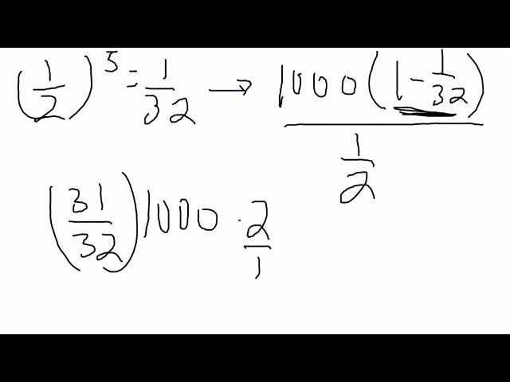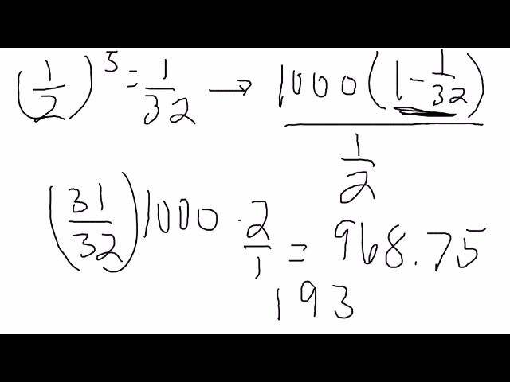So 31/32 times 1,000 is going to be 968.75. And then if you multiply that by 2, that's going to give you 1,937.5. And that is the answer. All right. Next up is number 4.